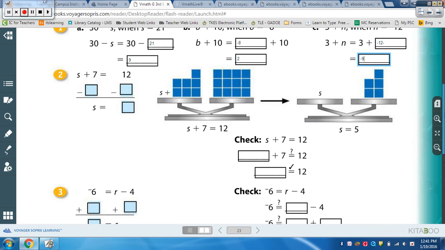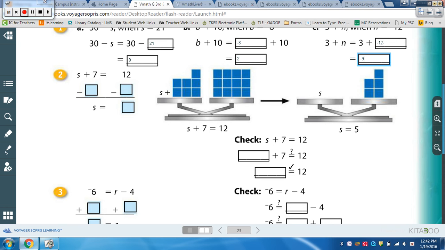To get s by itself on the left side, how many blocks will need to be removed? 7 blocks. If 7 blocks are removed from the left side, how many blocks will have to be removed from the right side to keep the scale balanced? Yes, once again it is 7. The second diagram shows a balanced scale after 7 blocks have been removed from both sides. What equation is represented in the second diagram?